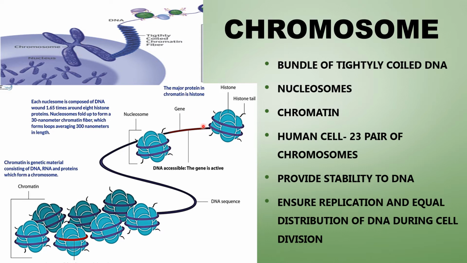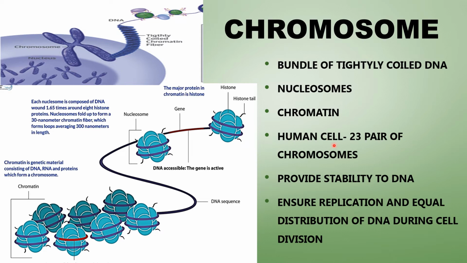So DNA wrapped around histone is known as a nucleosome, and densely packed nucleosomes are known as chromatin, and again this is highly folded to make a full chromosome. So this is the structure of a chromosome. The shape of the chromosome varies from species to species. The number of chromosomes also varies.